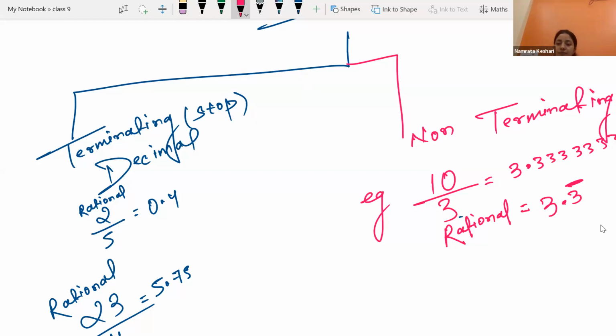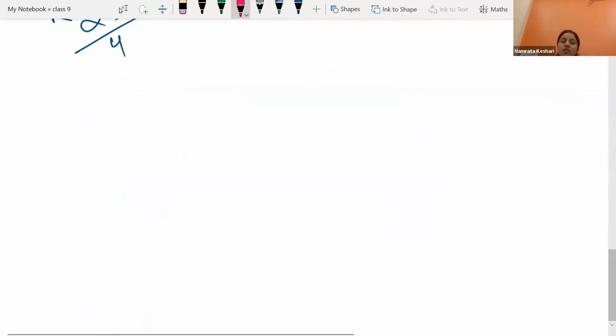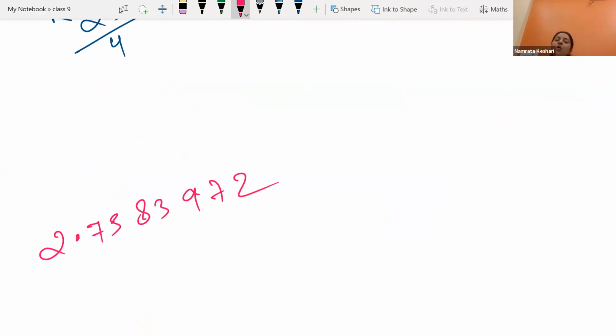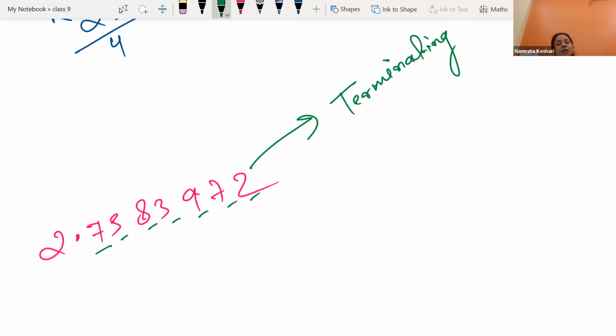Now all of a sudden, if I just give you one example, 2.75833972, is it rational or irrational? So you will say that since there is a stoppage, after how many digits: 1 2 3 4 5 6 7 digits we are having, and then we don't have any other number. So after 7 digits there is a stoppage. That means it falls in the category of terminating decimal number, and terminating decimal number means rational number. Are you getting it?